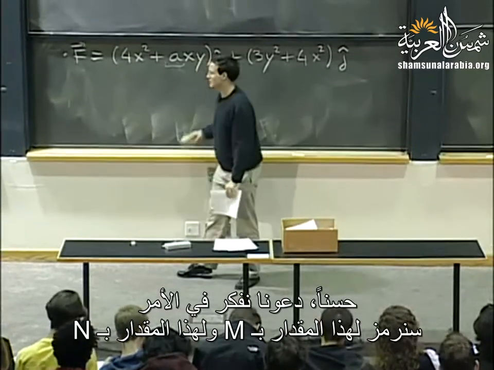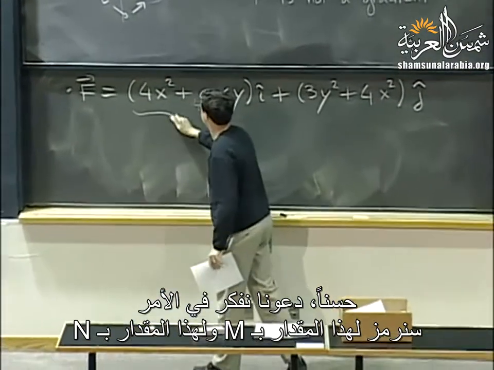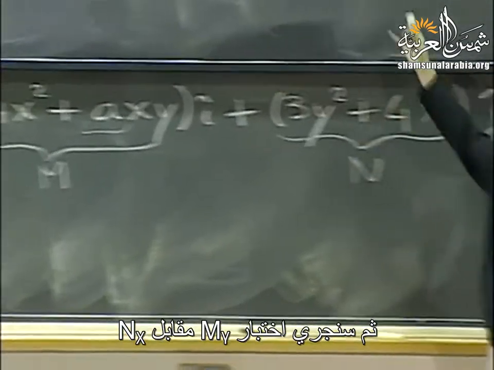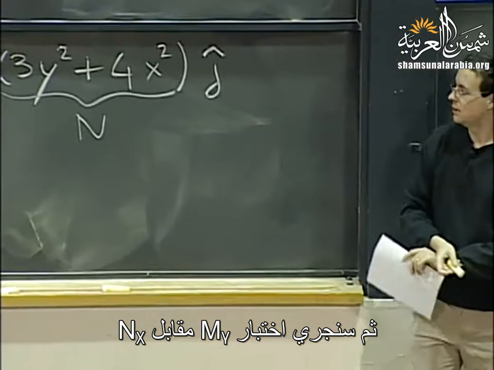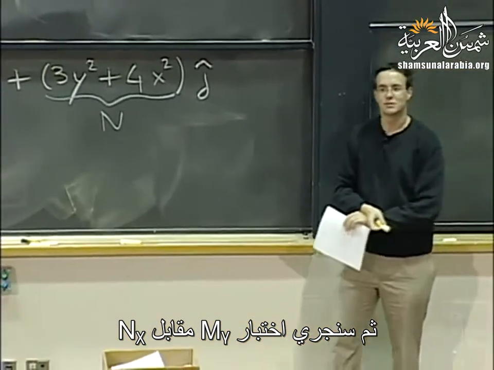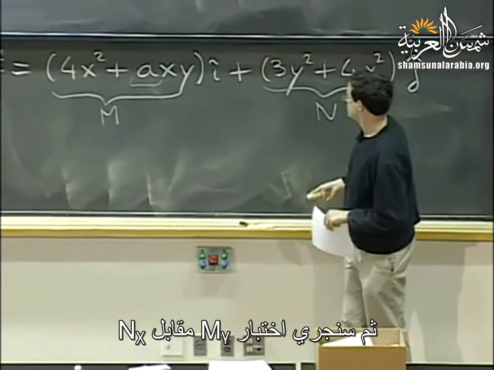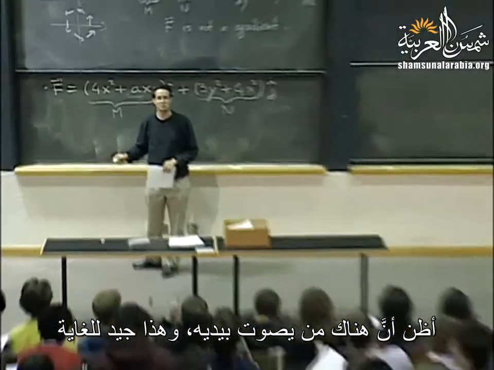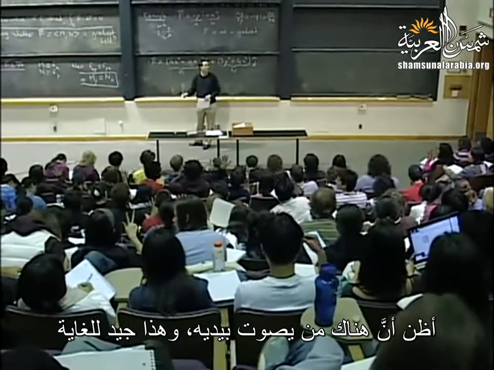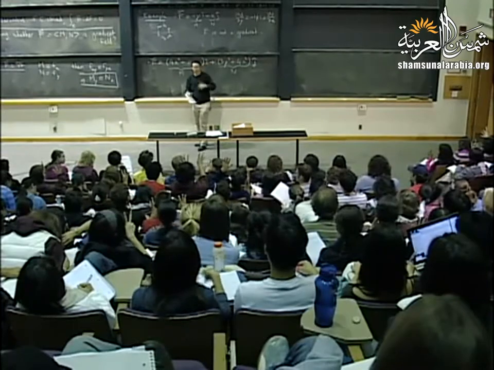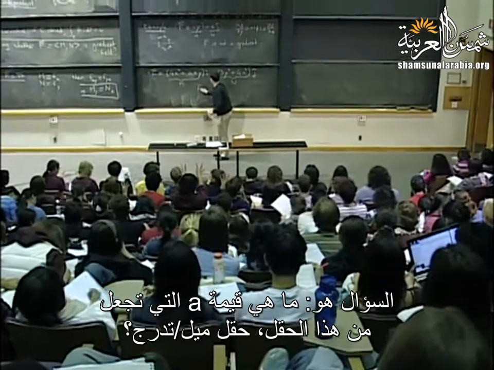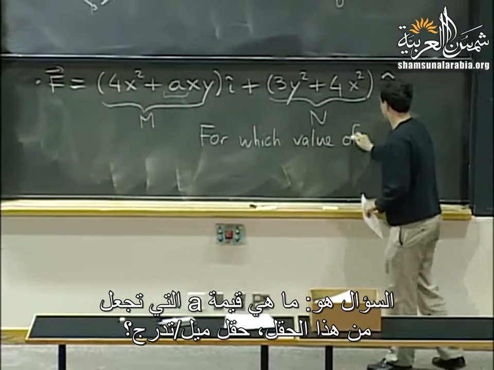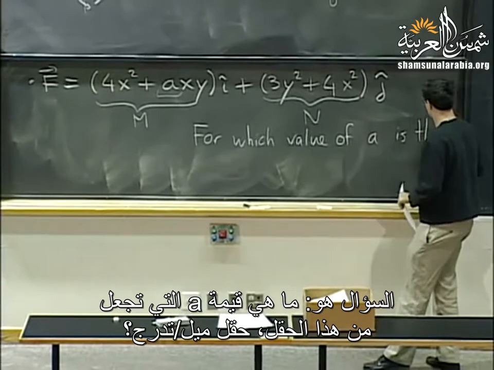Okay, so let's try to think about it. We want to call this M, we want to call that N, and we want to test M sub Y versus N sub X. Okay, I don't see anyone. Oh, yeah, I see people doing it with their hands, and that works very well. Okay. So the question is, for which value of A is this a gradient?